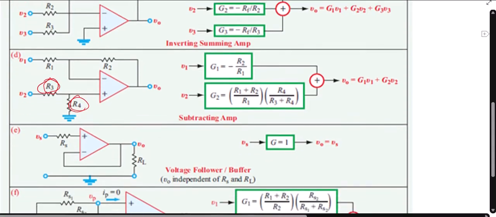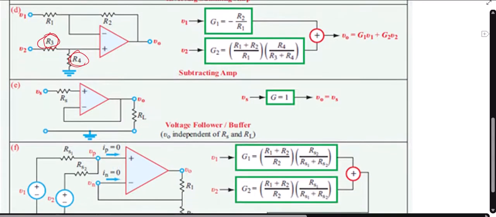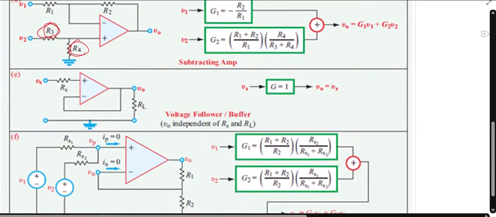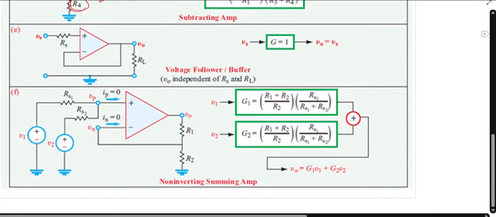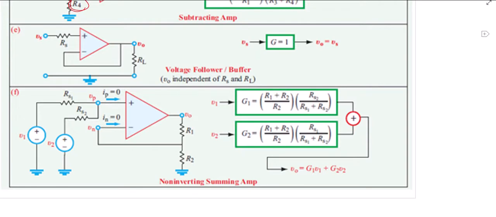And then we have the voltage follower, and the non-inverting summing amplifier. So that one's nice and complicated. That one does not have the minus sign. So the main reason for these is just if you see them. If you see a problem that has one of these and you recognize it, then you'll know what to do with it.